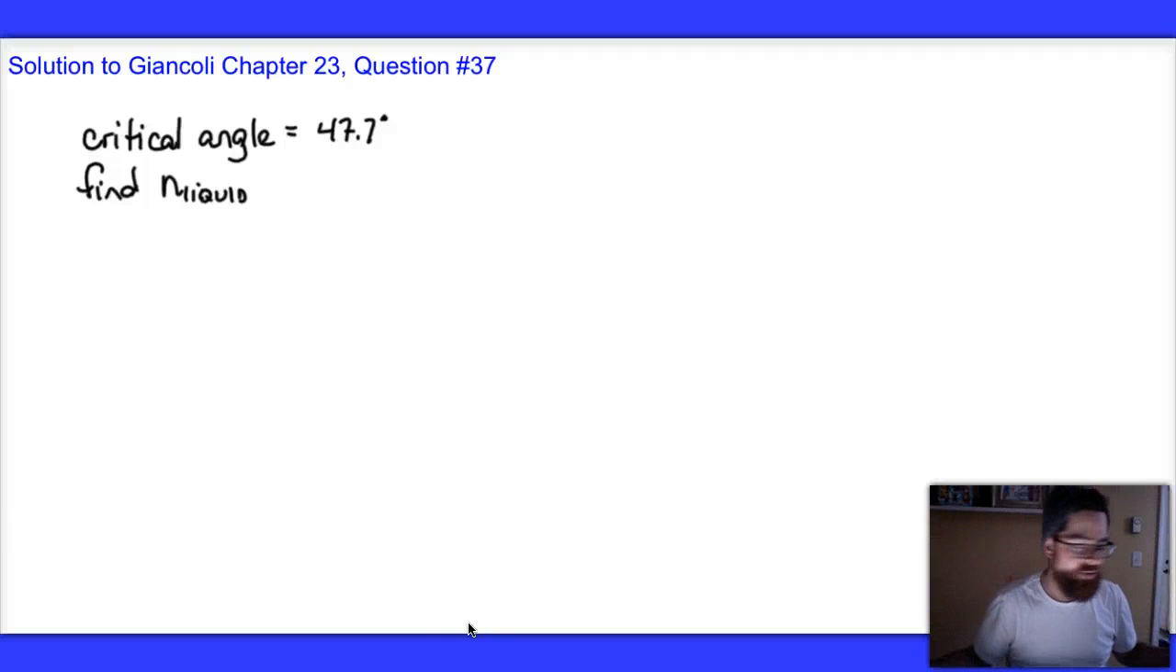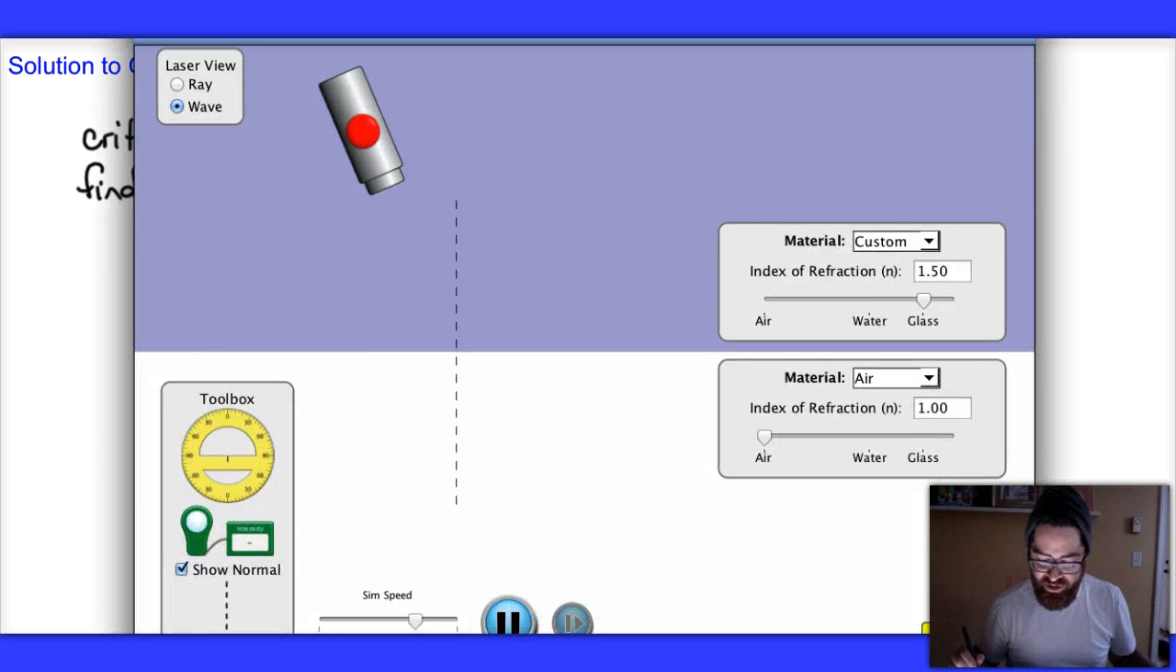This is question number 37 from chapter 23. It reads, the critical angle for a certain liquid air surface is 47.7 degrees. What is the index of refraction of the liquid? It's a pretty straightforward problem on critical angle. I'm just going to bring in a PhET simulation that might help understand this.